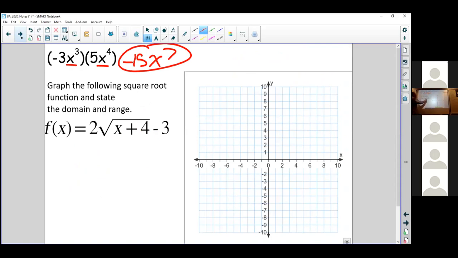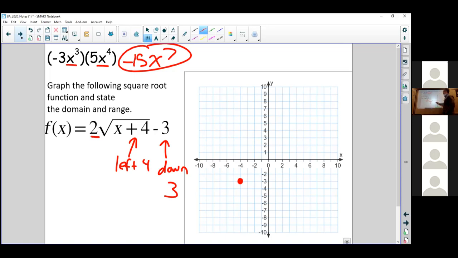So bottom problem, this is going to go left 4. This is going to go down 3. This 2 is going to just stretch it. So we're not there yet. So I'm going to go left 4 and down 3. So here's my starting point.